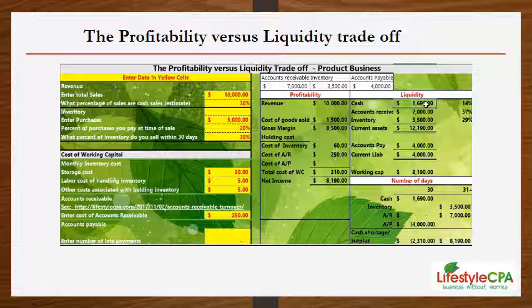So when we come to liquidity, we have cash of 1,690, accounts receivable of 7,000, inventory of 3,500, and accounts payable of $4,000. Our working capital is 8,190. Well, that tells us that over the long run, we can cover our current liabilities. But what about the short run? Cash is only 14% of our current assets, 1,690.